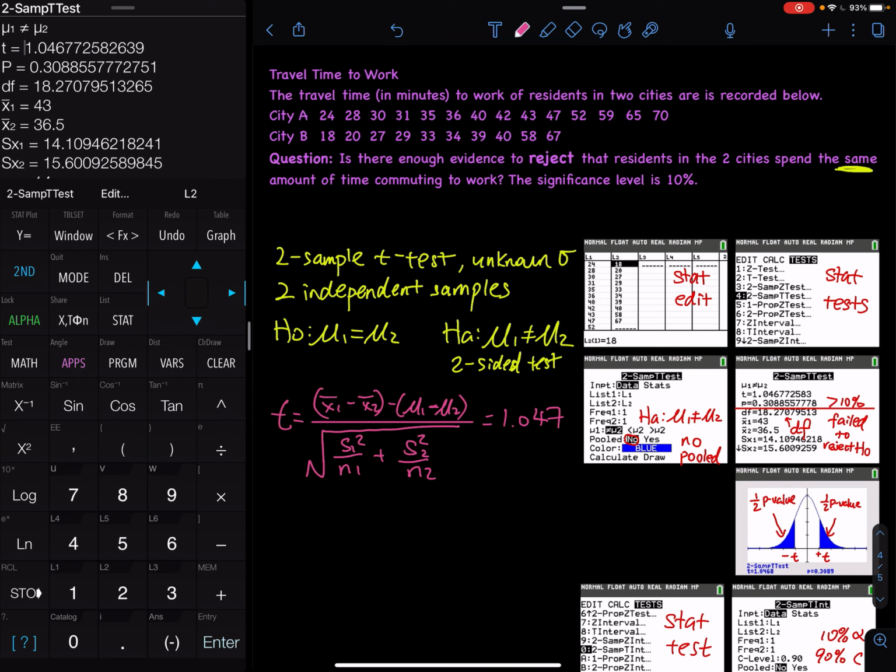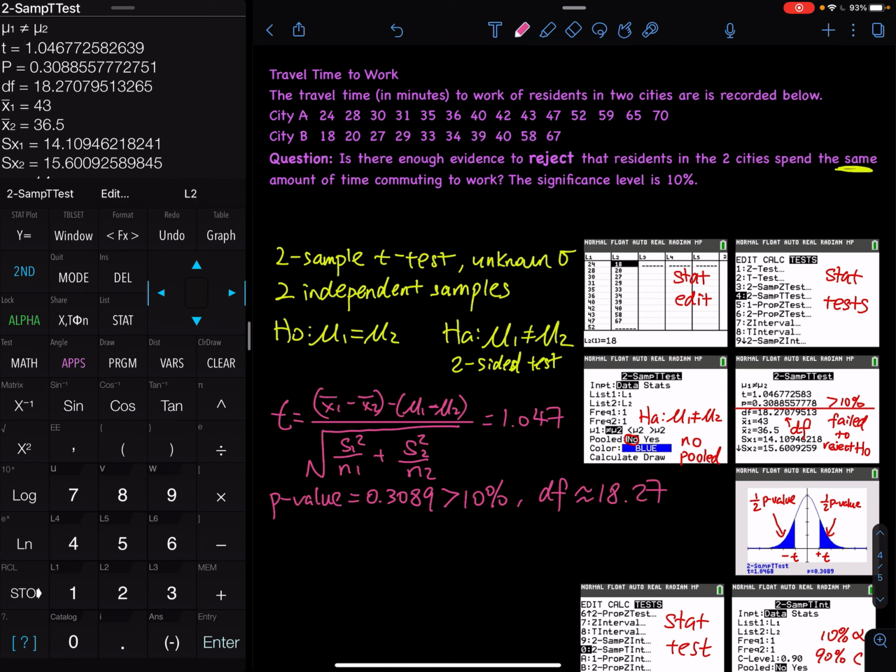The p-value is equal to 0.3089, right? So the p-value is equal to 0.3088. So we add 1 to the 8, so that will be 89, and this is clearly greater than 10% alpha. And then what else do we have? We have degree of freedom. So degree of freedom is approximately equal to 18.27.